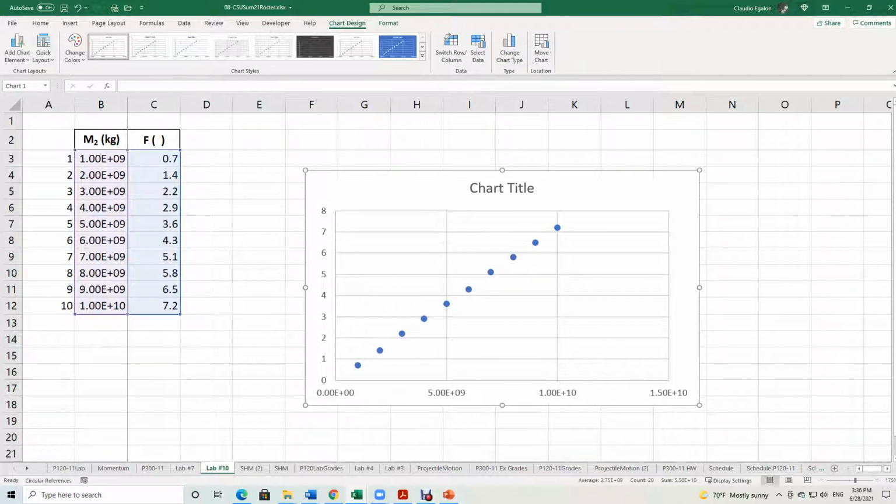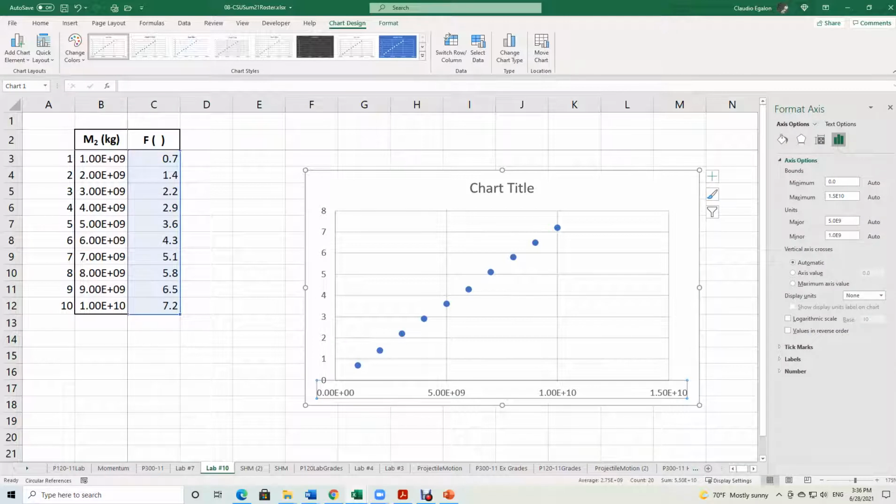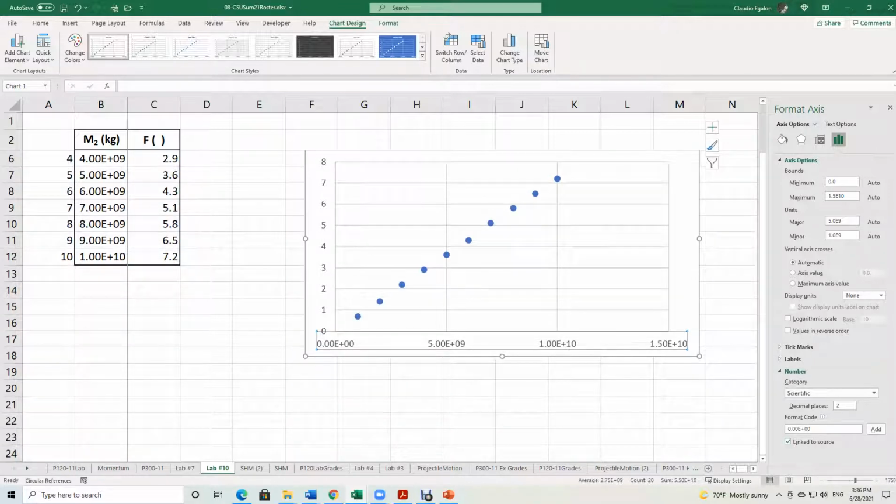I want you to do a nice job on this axis here. There is no need to have 2 decimal places there. It's unnecessary. So you click here on the x-axis, you go to Number, making sure you click here on the bar chart, and decrease the number of decimal places to 1. So we save space in there.